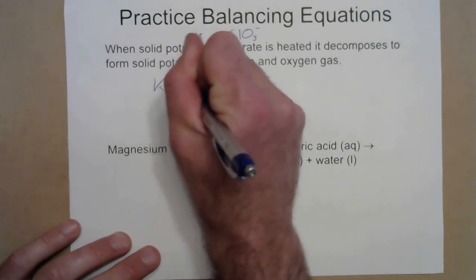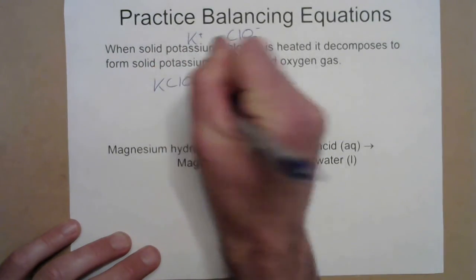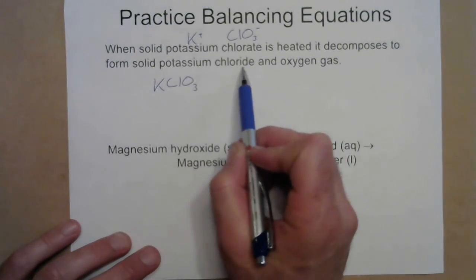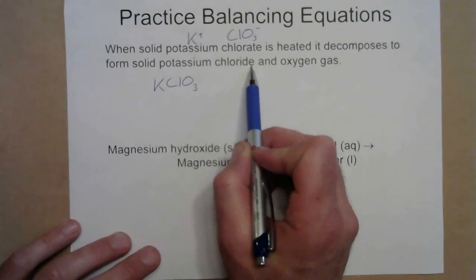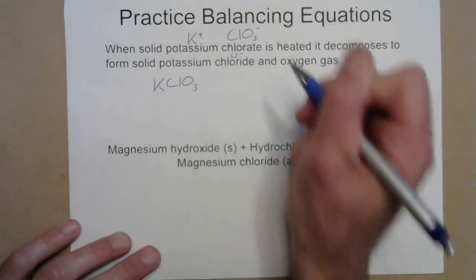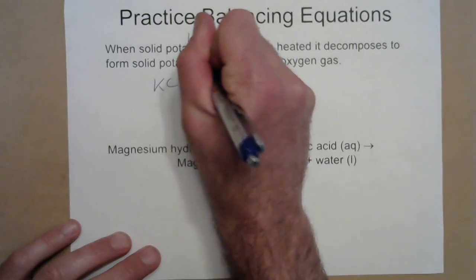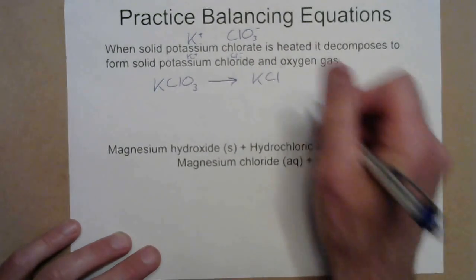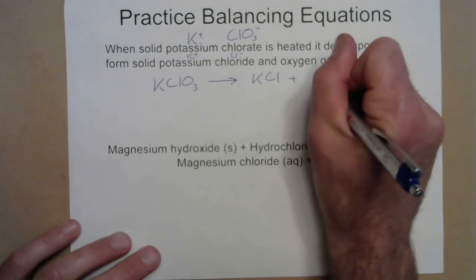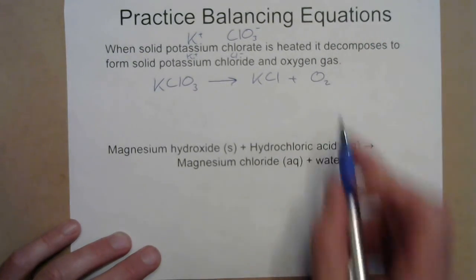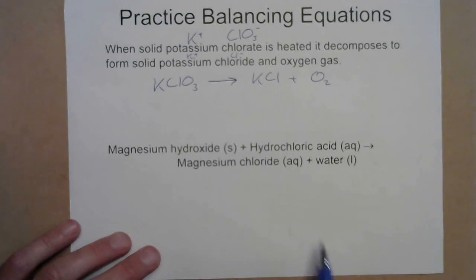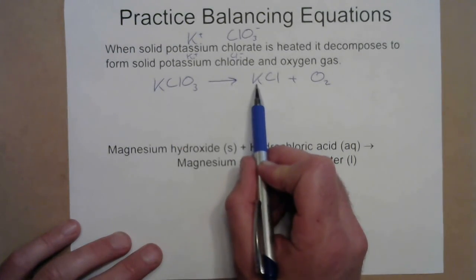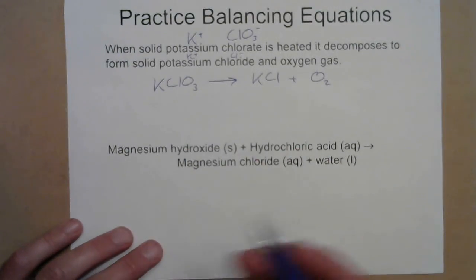So KClO3 is potassium chlorate. It decomposes to form potassium chloride. So this one ending in IDE, that's just the single chlorine with a -1 charge, potassium. So that'll just be KCl. And oxygen gas. Remember, oxygen is diatomic, so it's O2. All right, now we can go through and balance it. So we have 1 potassium on each side, that's good. 1 chlorine on each side, that's good.